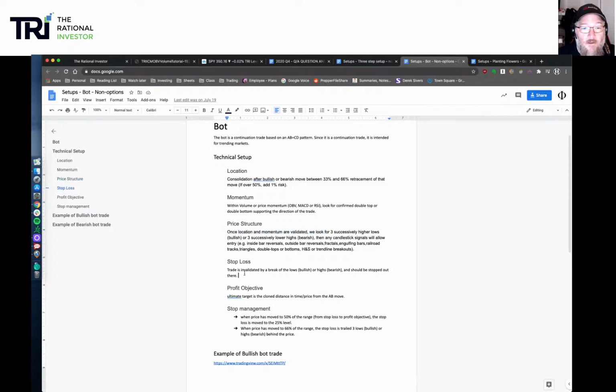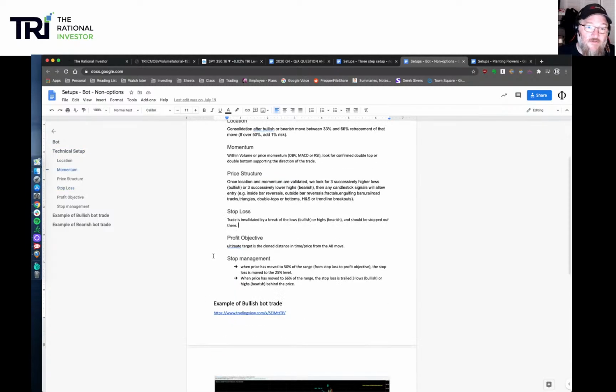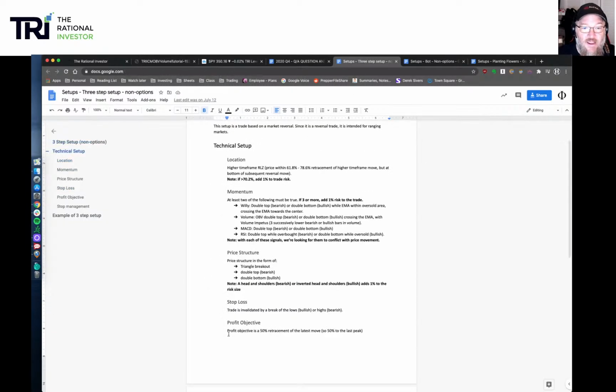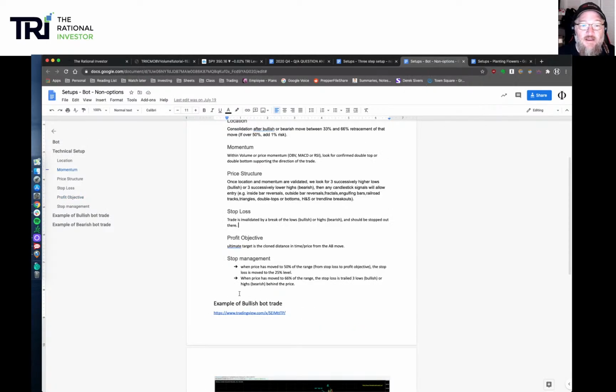They appreciate it. And then we have our stop management defined in these setups, right? And our profit objective, right? So in the three-step setup, your profit objective is 50% retracement of that latest move. In a bullish three-step setup, the move that took us down into the reload zone, 50% of that move is our target, right? In a bot, it's an ABCD that we use to determine our profit objective.